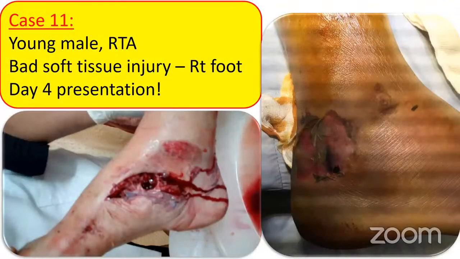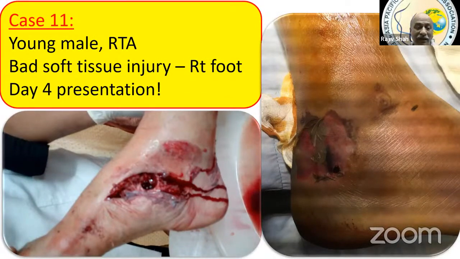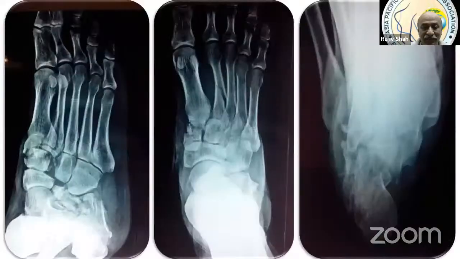Now, this is the case I was talking about. Male who had a road traffic accident, bad soft tissue injury. This is the case where somewhere they asked me, present your worst trauma case. And at that time, I think it was 2-3 years ago, I presented this case. It was a bad soft tissue injury, right foot. This was the day 4 presentation. And just go on seeing the pictures.